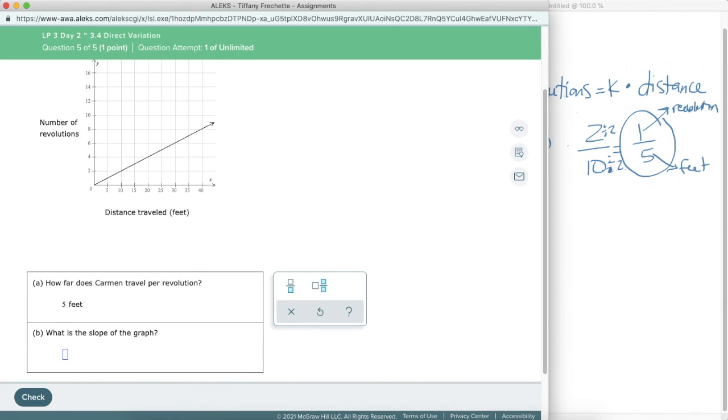And then the next one they're going to ask me is, what is the slope of the graph? So the slope is not 5, it's the 1/5. Slope has to do with the steepness of the graph. How quickly are we rising? So with this one, I'm rising 2 revolutions and I run 10 feet. I rise 2 revolutions again and I run 10 more feet. So every 2 revolutions brings me forward 10 more feet, or every 1 revolution brings me forward 5 feet if I reduce that. All right, let's go ahead and check that guy and we should be good to go.